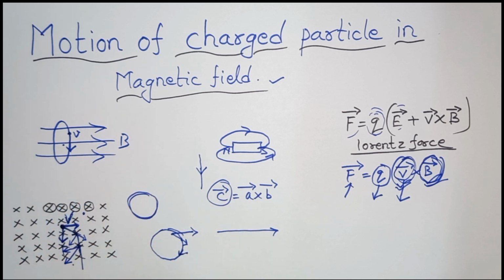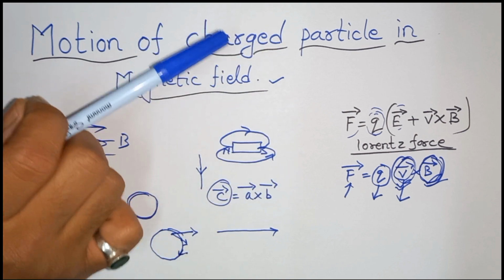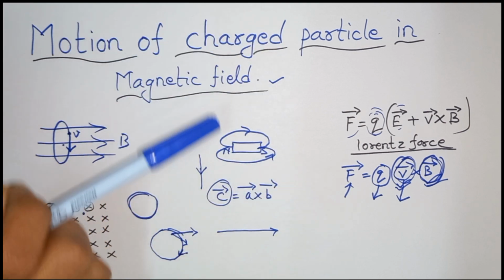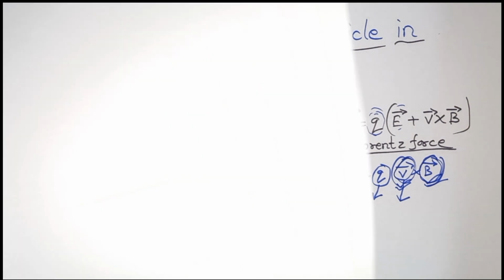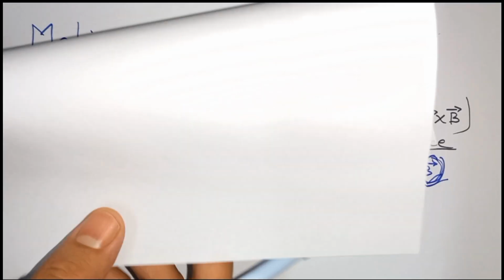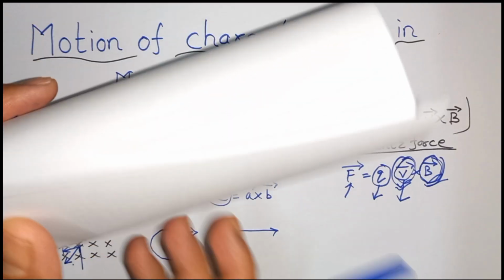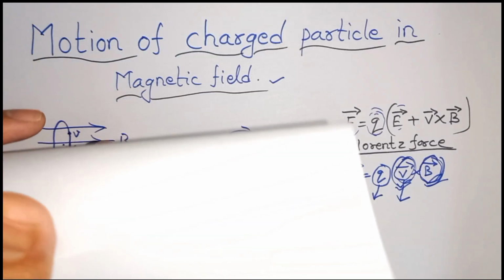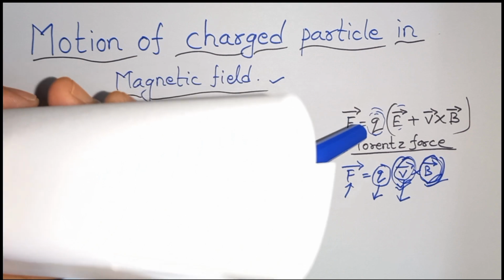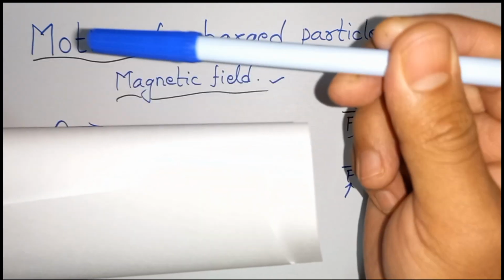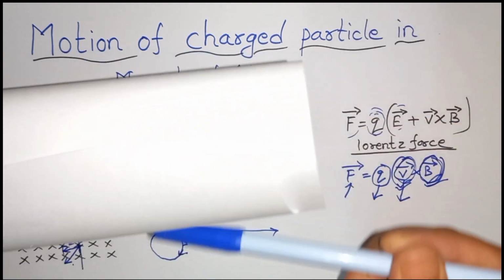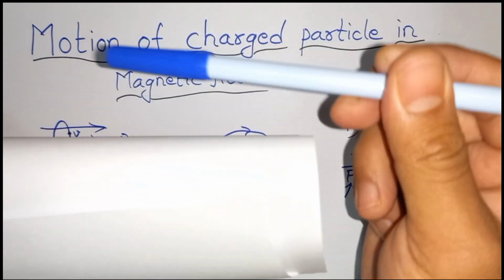Now the charged particle tends to move in a 3D diagram, inside and out of the copy. Suppose this is the copy, this is the paper, then the magnetic lines will be like this, from down to up. This will be the circular motion in this case.